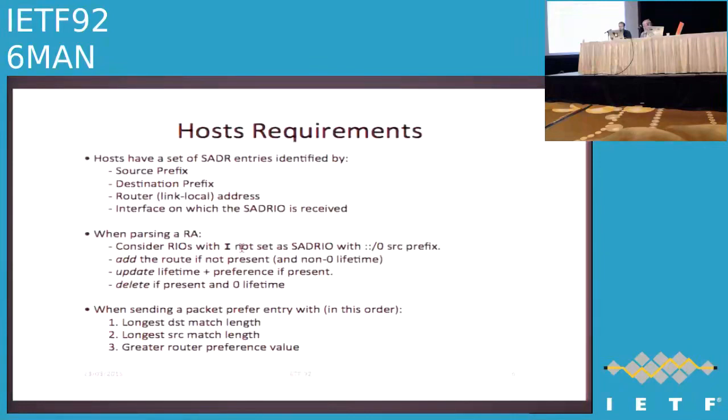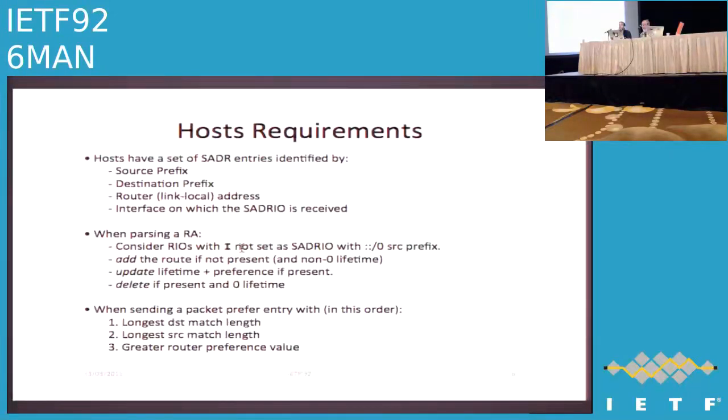Now, when you receive an RA, if the I bit is set, like I said, you ignore the RIO. When you receive a RIO with the I bit not set, you will consider it as a SADR RIO as well, but with the source prefix being unspecified, like the default source prefix, if you prefer. Then the processing is exactly the same. You add entries, you update them, you delete them, exactly like you did with RFC 4191.